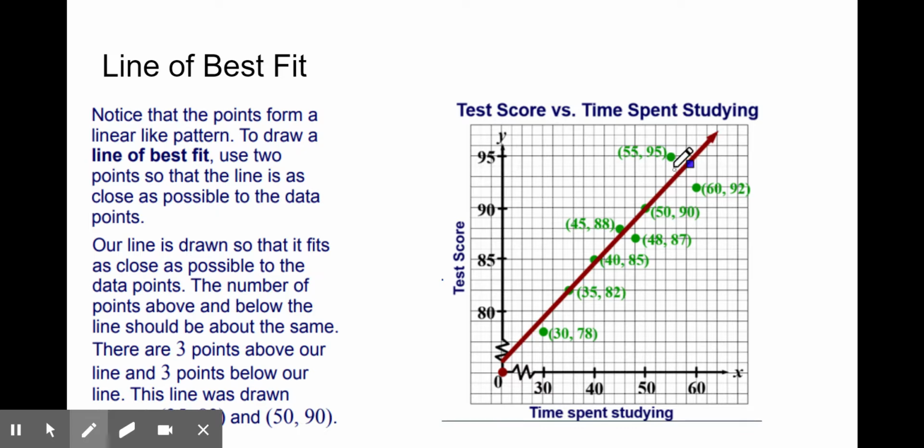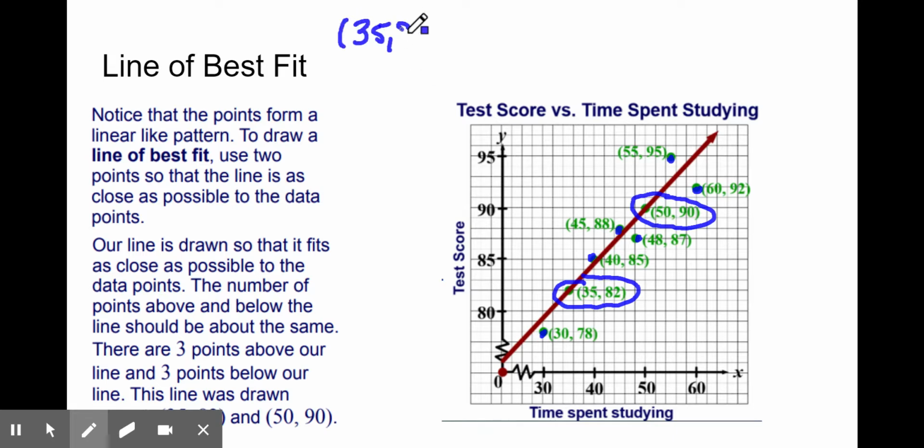Okay, you want to try to have the same number of points above the line as you do below the line. Okay, and if you can, you want to try to draw it through 2 points because then you can write the equation of that line. All right, so for example, if you look here, we have 1, 2, 3 points above the line, and then we also have 1, 2, 3 points below the line, and it looks like we have 2 points that are right on the line. Now, if we know these 2 points, we could write the equation of the line, right?